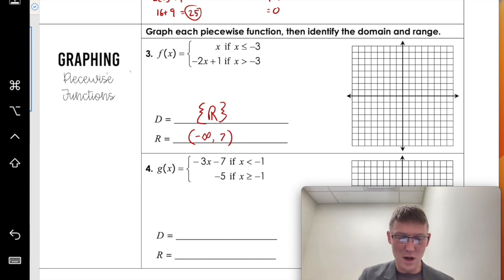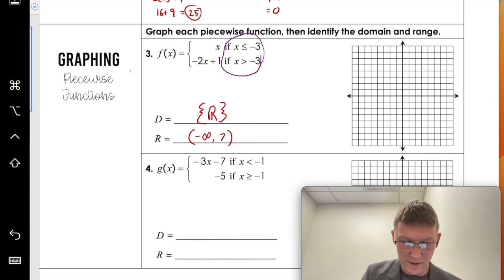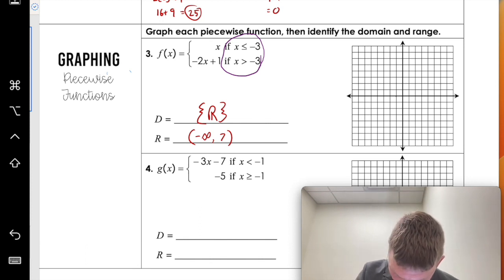So what I usually do, you don't have to make a borderline, but I will usually look at this part right here, and it says x is less than -3, and then x is greater than -3. So I'm going to draw a dotted line at -3. 1, 2, 3. X equals -3, by the way.